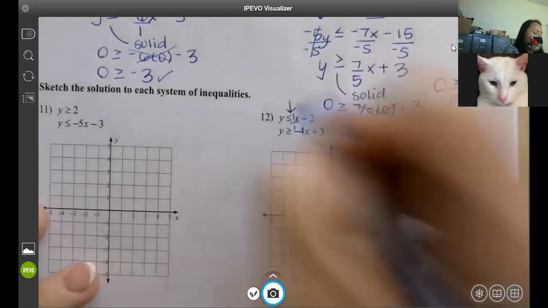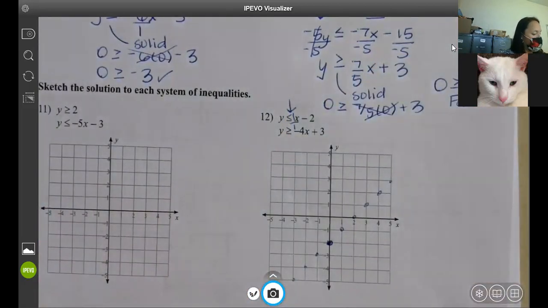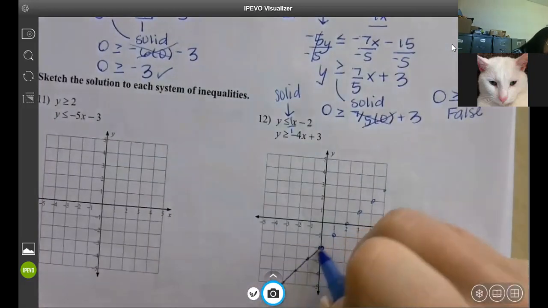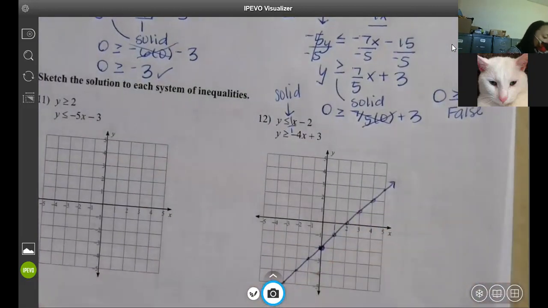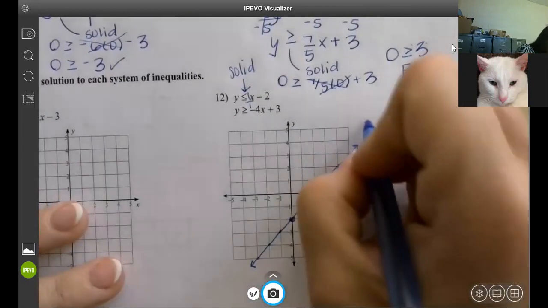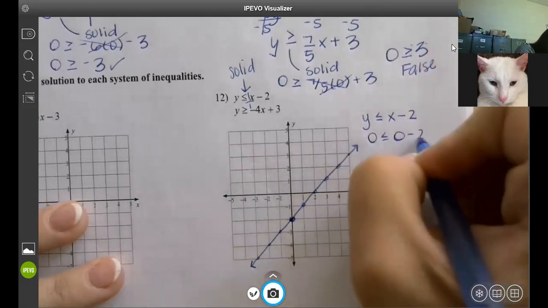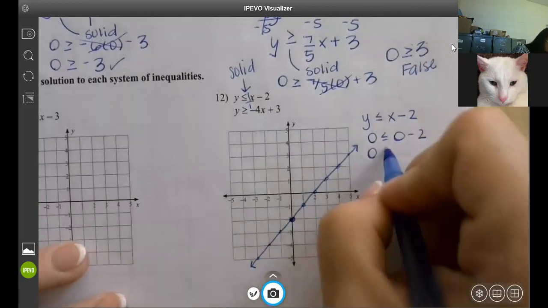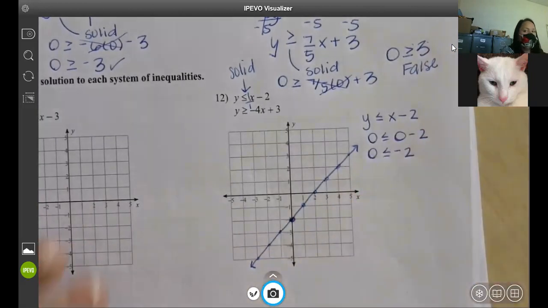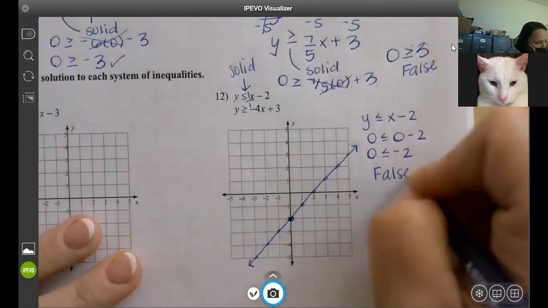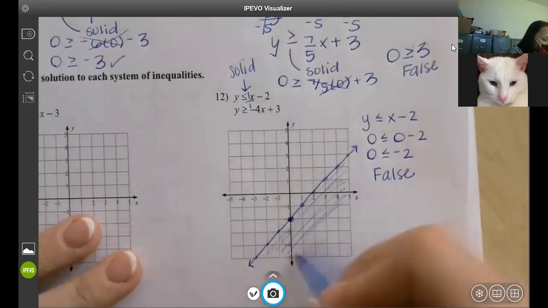And then is this inequality solid or dashed? Solid. Very good. Why is it solid? Because it has a line. And then we plugged in 0, 0 as long as it didn't go through it. So we have y is less than or equal to x minus 2. We plugged in zeros for x and y, and we got 0 is less than or equal to -2. Is that true or false? So we do not shade 0, 0. We shade the other side.